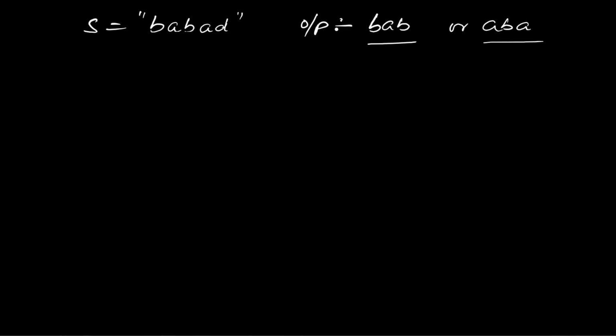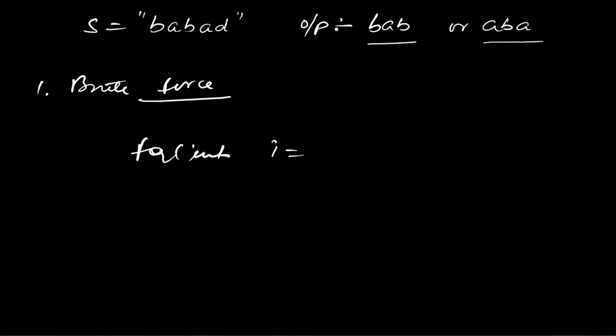So one approach can be brute force. In this we have to iterate through all the substrings and check whether each substring is palindromic or not. In order to find all the substrings, we have to iterate from i equal to 0 to n, where n is the length of the string, and inside this for loop we have to again iterate from j equal to i plus 1 to n.